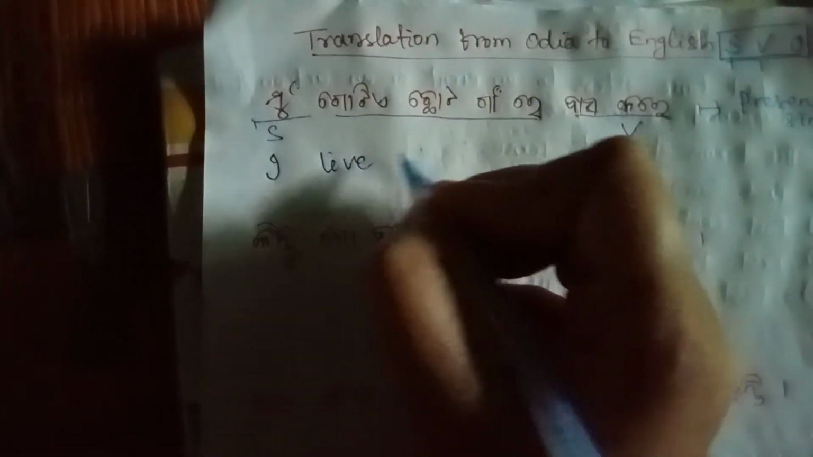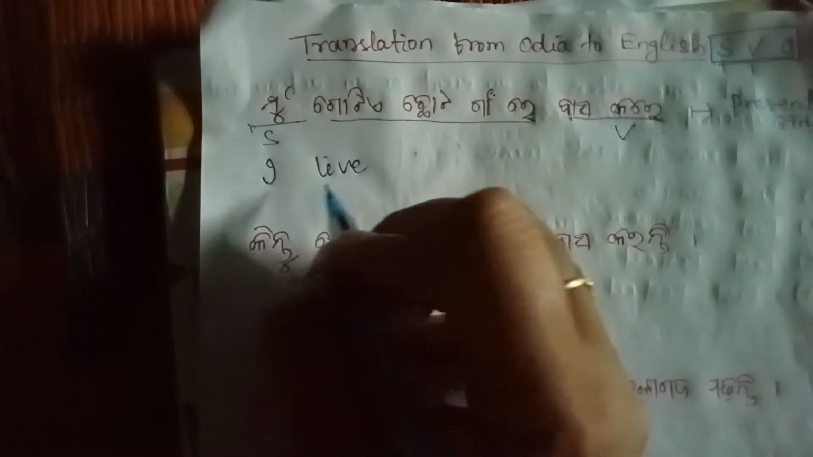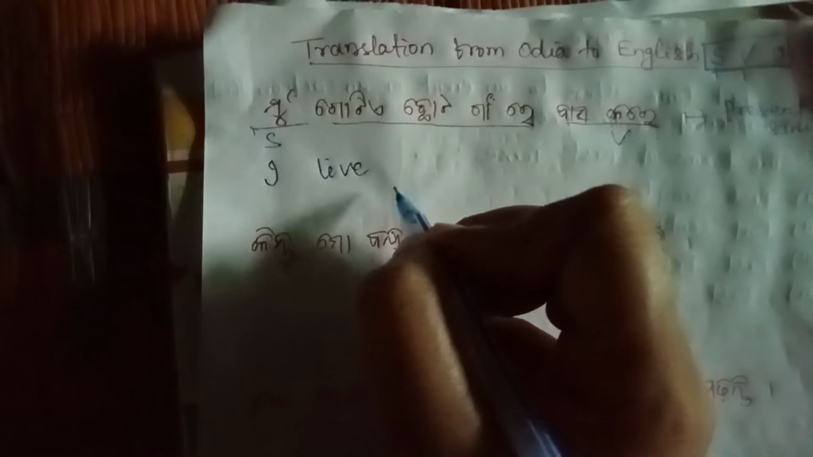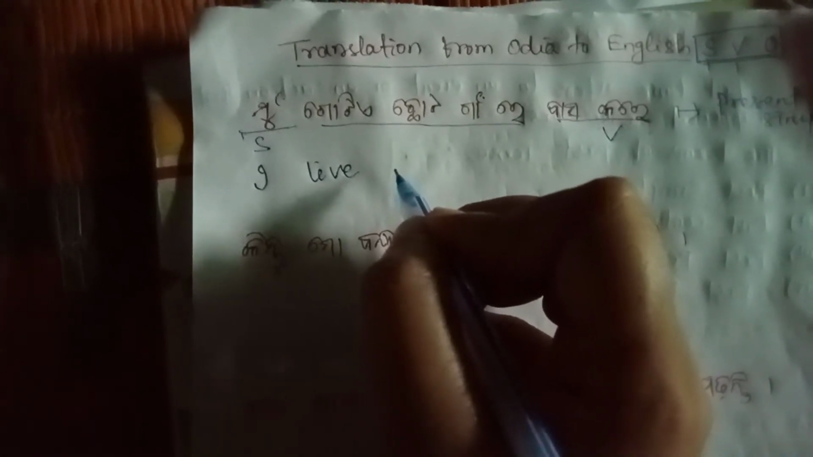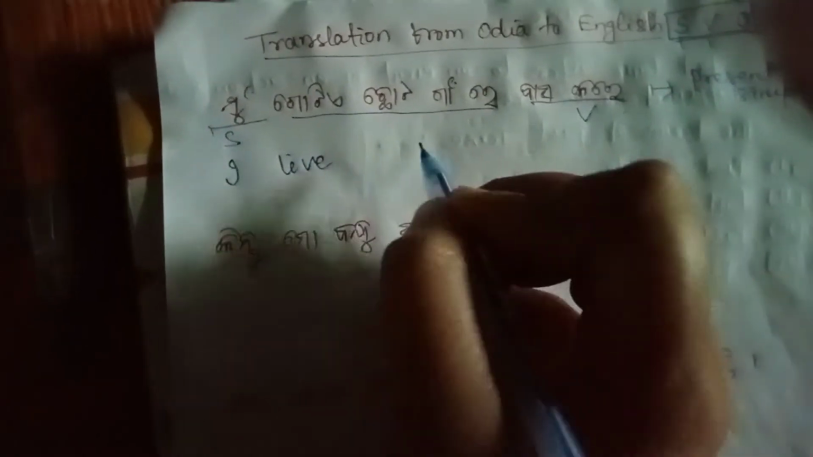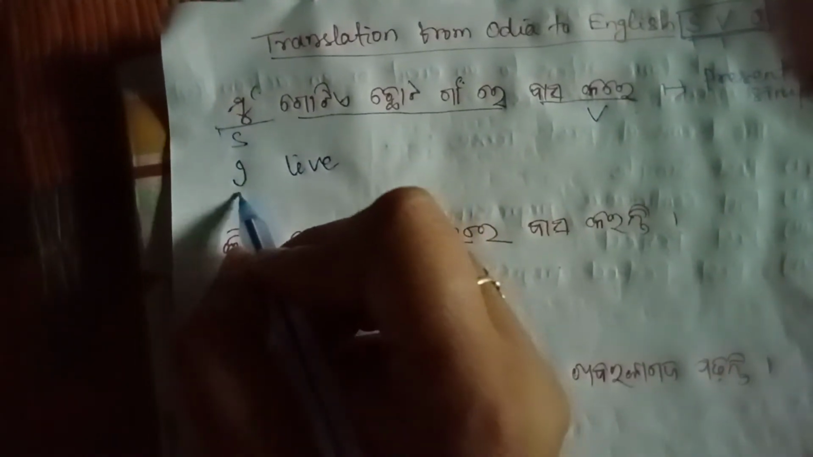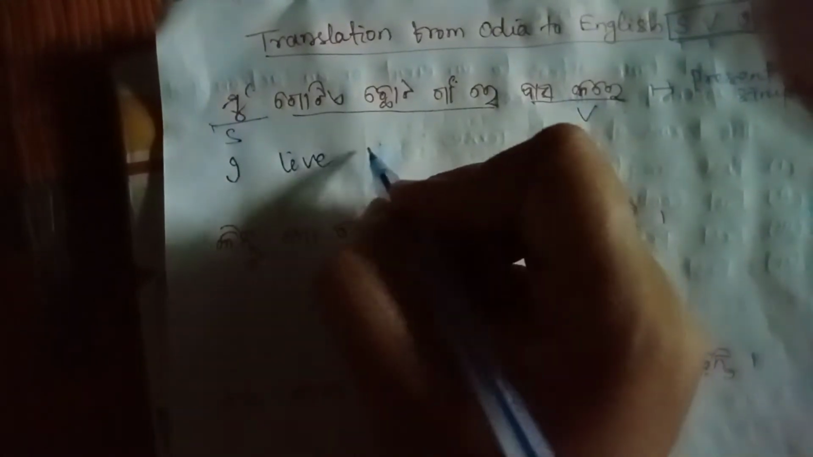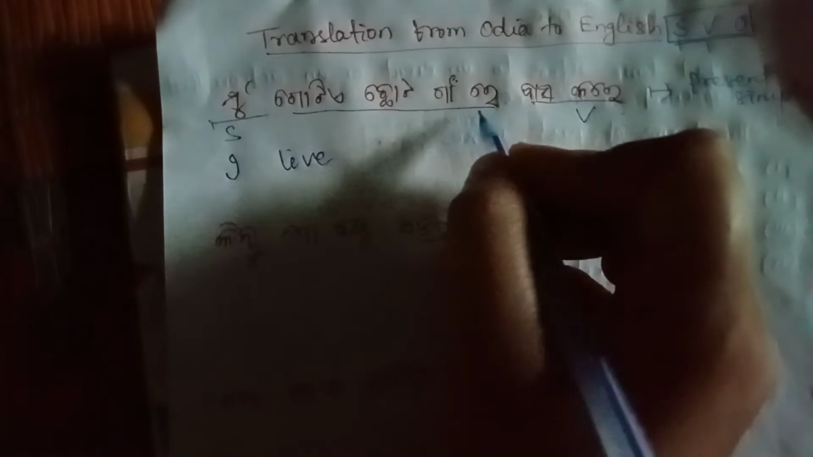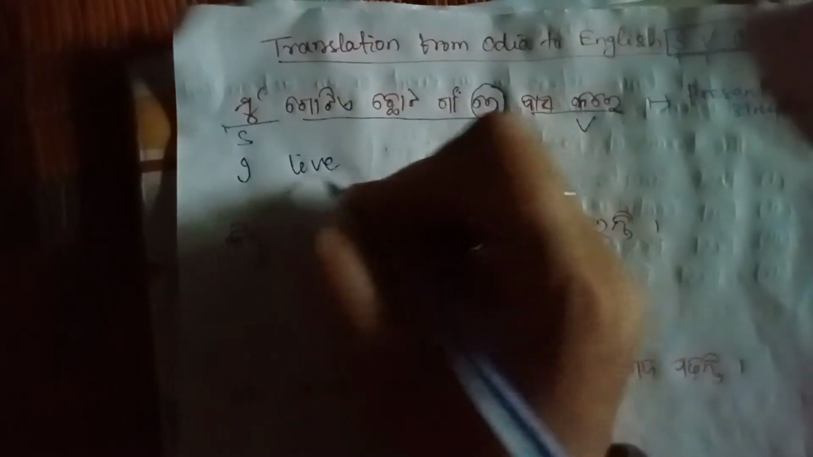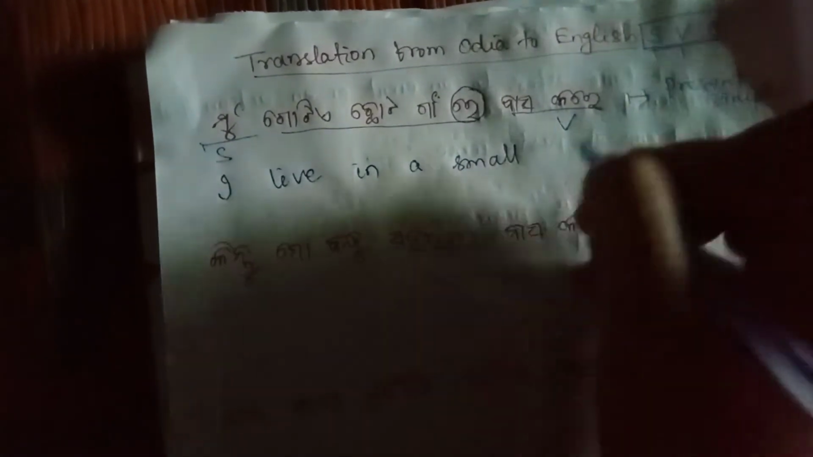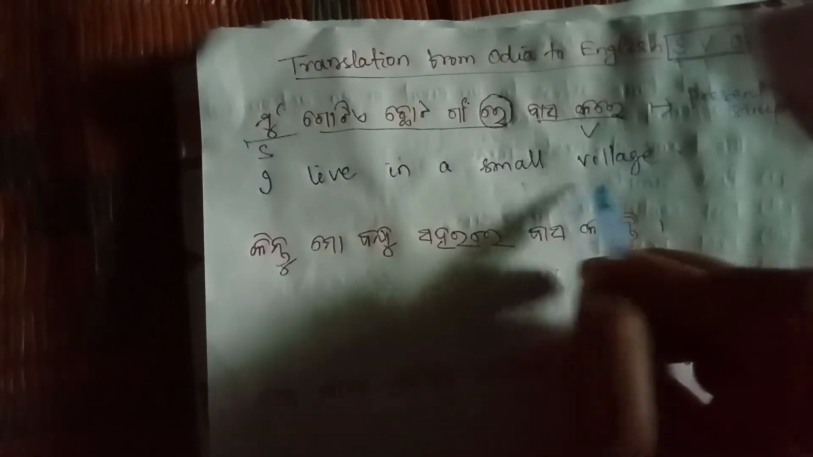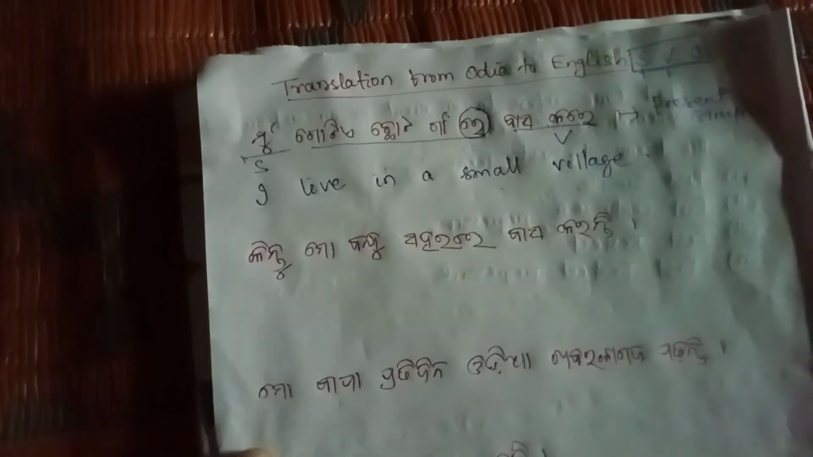I live. I have already taught in a previous video how a present simple sentence can be written. First the subject will come, then the first form of the verb. So I live. Mu baso kore, I live. Gotiye choto gaare, in a small village. So the answer is that I live in a small village.